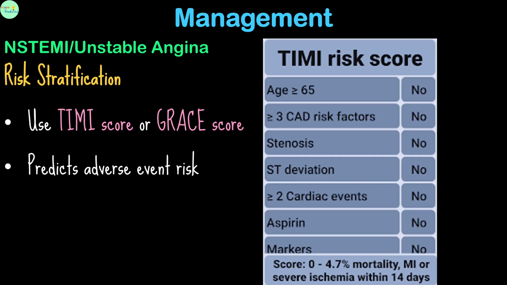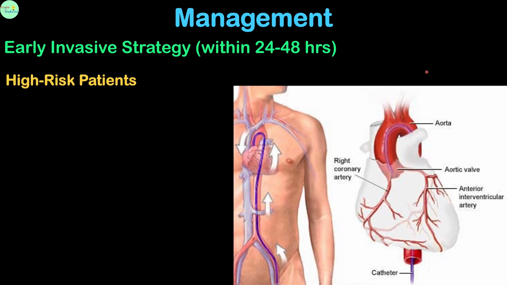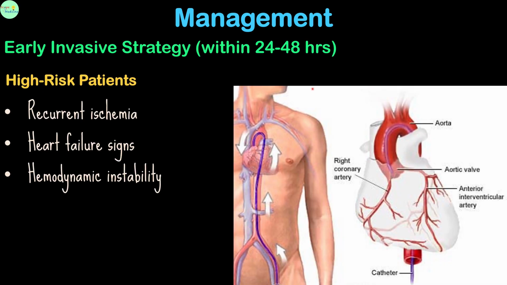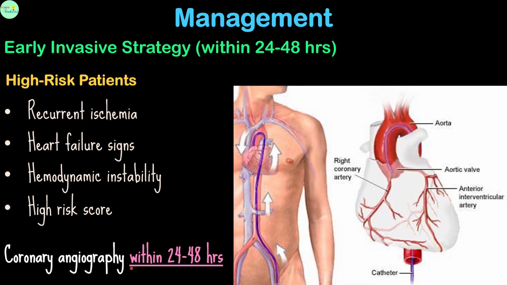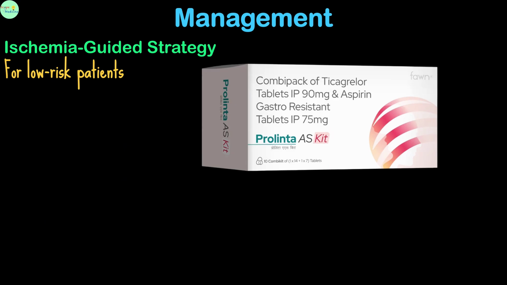The management of non-ST elevation myocardial infarction and unstable angina begins with risk stratification using validated scores like the thrombolysis in myocardial infarction score or the Global Registry of Acute Coronary Events score. High-risk patients, such as those with recurrent ischemia, signs of heart failure, hemodynamic instability, or a high-risk score, undergo an early invasive strategy. This means coronary angiography within 24 to 48 hours. Low-risk patients may be managed with an ischemia-guided strategy, focusing on medical therapy and later stress testing.